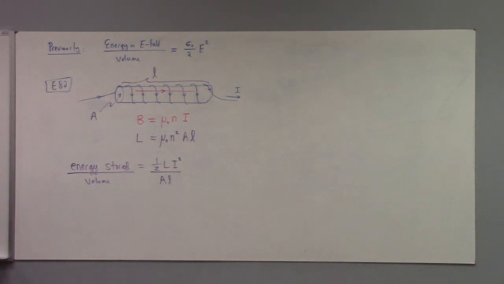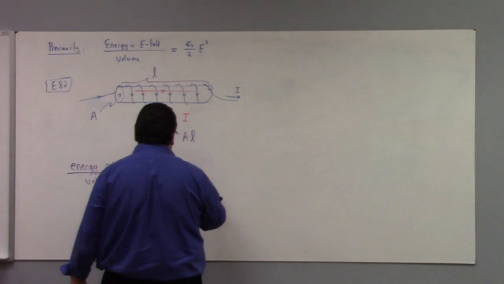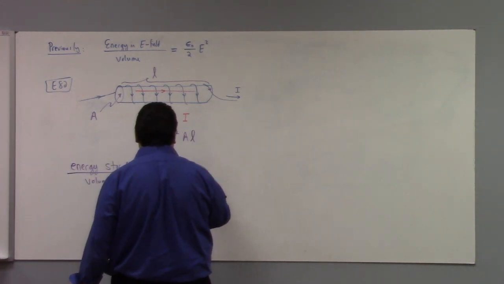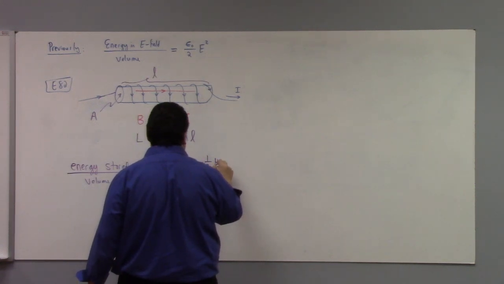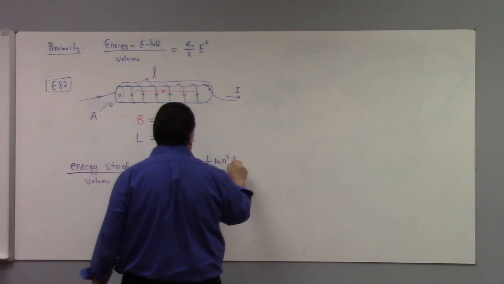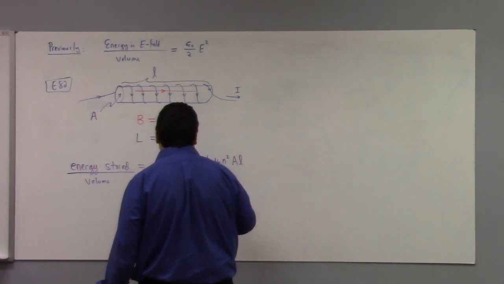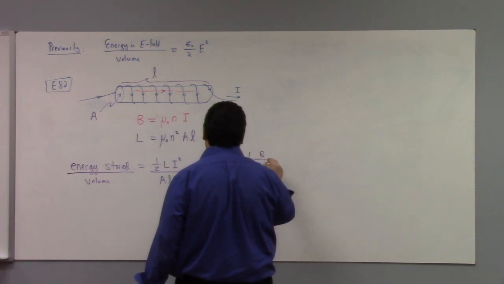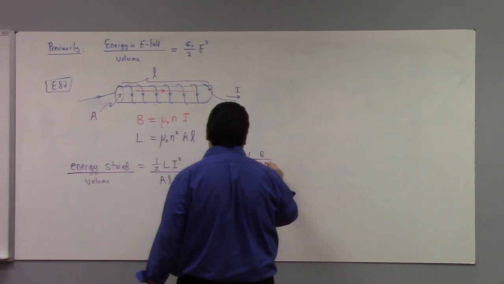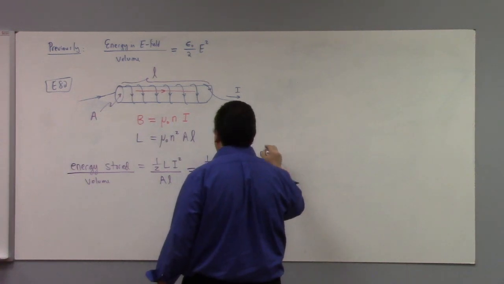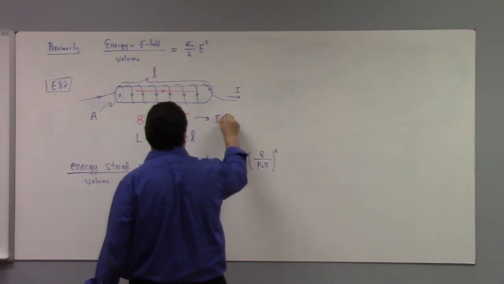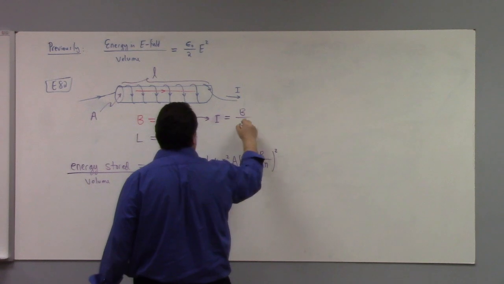And okay, so let's put in what that is. All right, so this is equal to 1/2. Now I'll put the mu naught n squared a little l. My current I will write as B divided by mu naught n. I got to square that because it's current squared, right? So this tells me that the current I can write in terms of the magnetic field, which is kind of a weird thing to do except for this derivation.